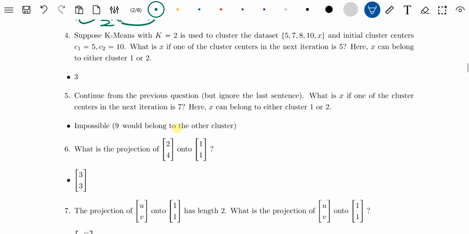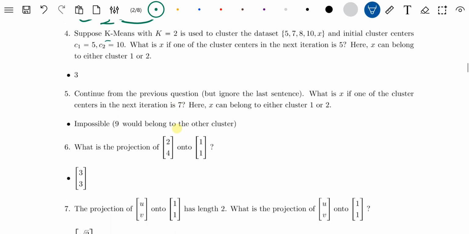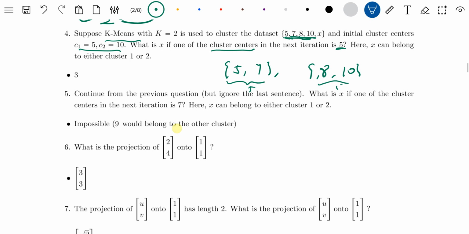Okay, move on to the next set of questions. So these are k-means, 2 means, and at the beginning, the cluster centers are 5 and 10. So figure out which numbers are closer to 5. 5, 7 is closer to 5, and 8, 10 is closer to 10. And I want the cluster center in the next iteration to be 5. So the cluster center of this is 5 or this is 5. Obviously, this is 5. So at the moment it's 6, so we need one more.